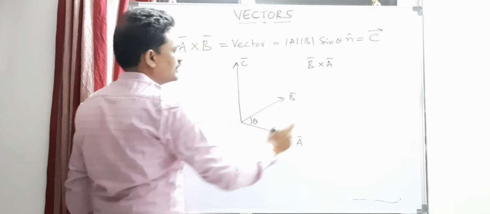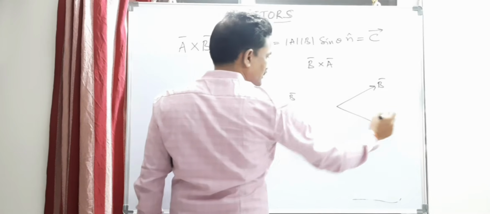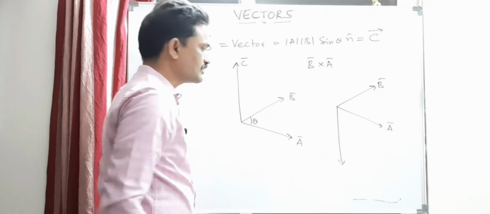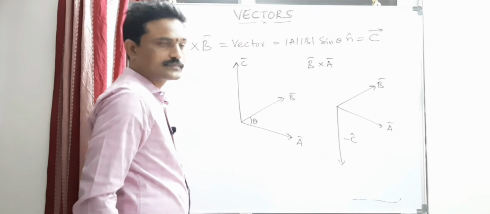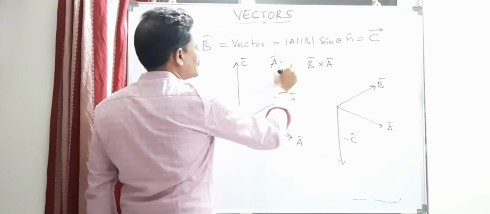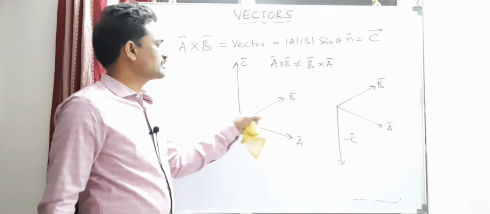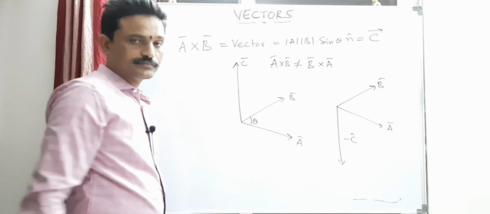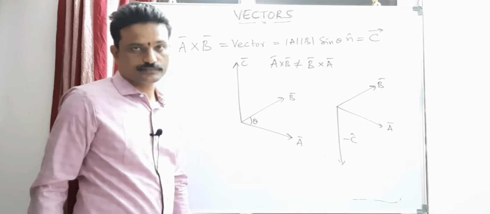So in the case of b cross a, this is b and this is a. The resultant direction is like this, and the resultant direction is opposite to c, so I have to put minus c. So from this I can come to a conclusion that A cross B is never equal to B cross A, because the resultants are opposite to each other. So the commutative law is not followed in the case of vector product or cross product.